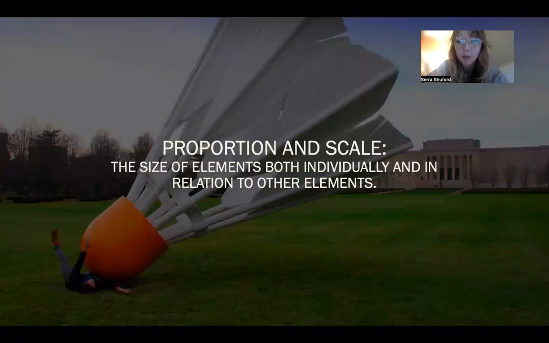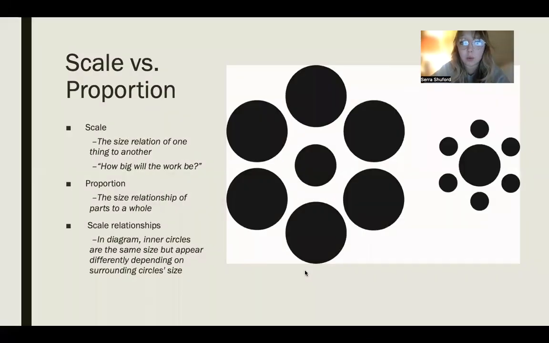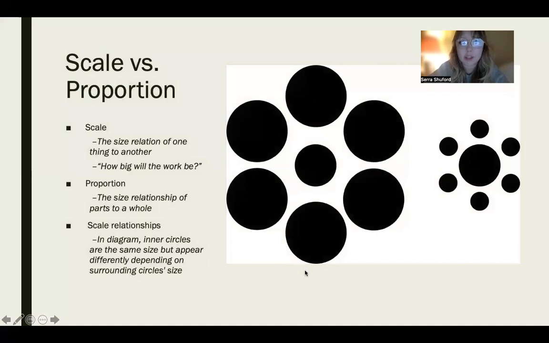Our next principles are proportion and scale. The size of the elements, both individually and in relation to other elements. So with scale, the size relation of one thing to another, how big will the work be? This is a great example of how that is used here.